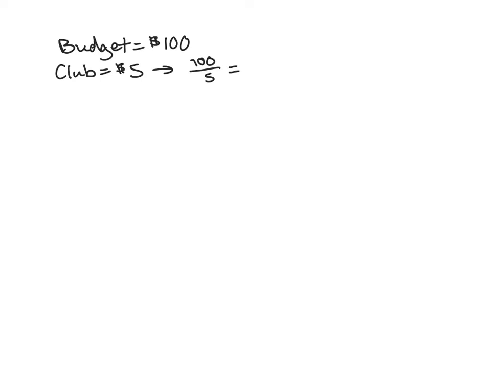In this example, we have Professor Smith managing his lunch budget. His budget is $100 per month. And he can go eat at the faculty club, which costs $5. And if he exclusively eats at the faculty club, with his $100 budget, he can go there 20 times.